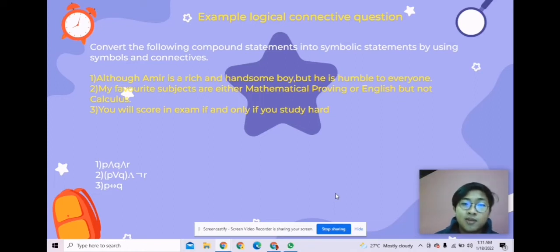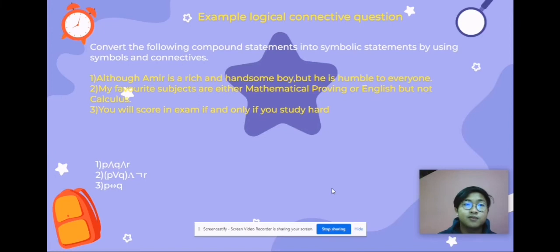You will score in exam if and only if you study hard. So this is my conditional statement. So you will score in exam, write it as P, you study hard, so write it as Q. So P biconditional Q.